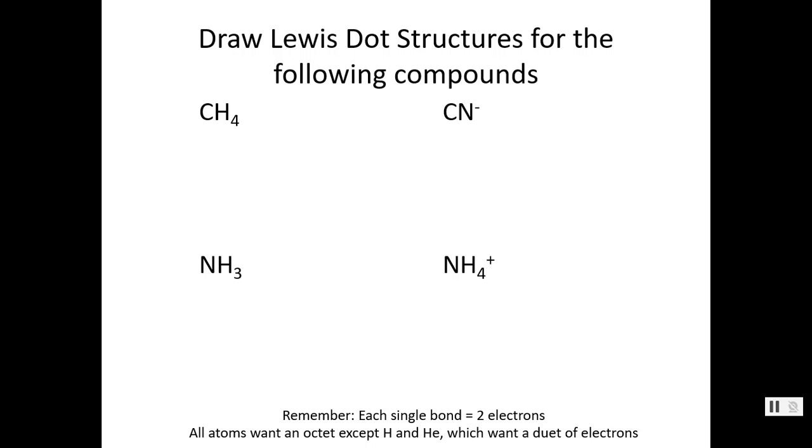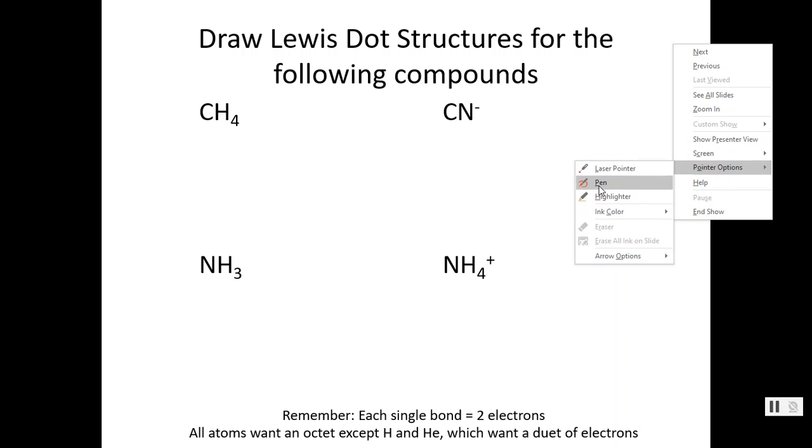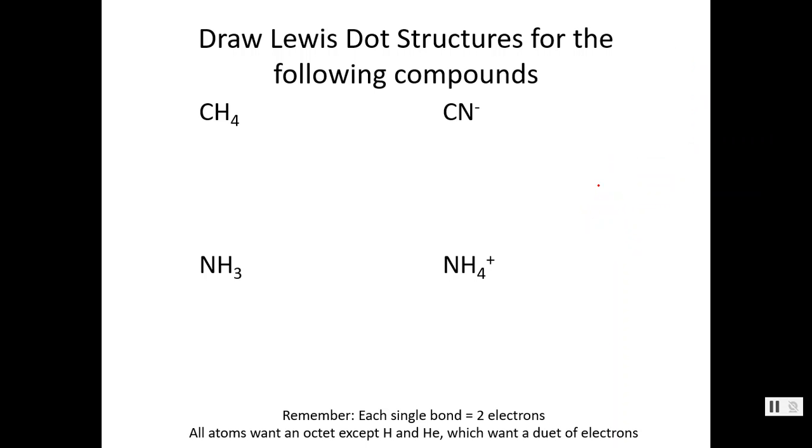Hello everyone. In this little video, we're going to practice the skills that we learned previously on drawing Lewis dot structures for molecules, neutral molecules, and for ions. To do these examples, I would really recommend that you have your periodic table in front of you, because you will use that periodic table to determine the number of valence electrons.